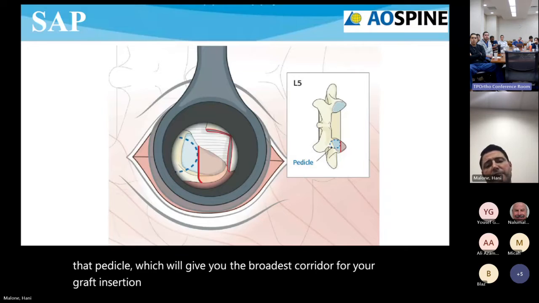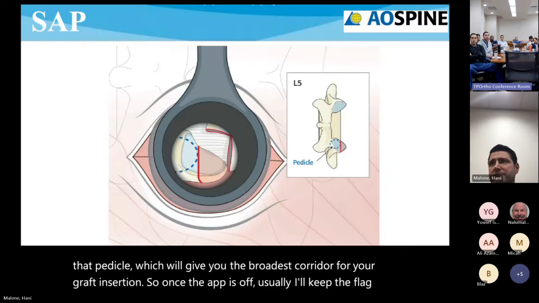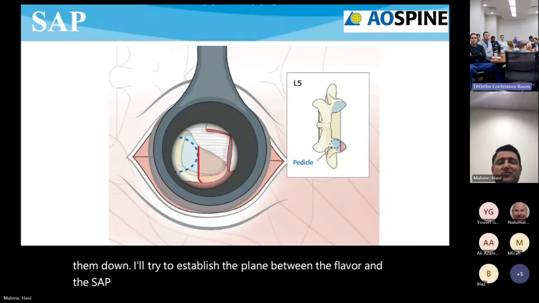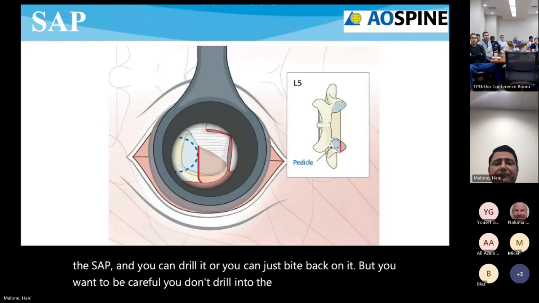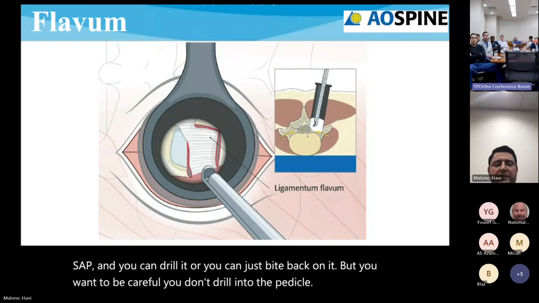So once the IAP is off, usually I'll keep the flavum down. I'll try to establish the plane between the flavum and the SAP, and you can drill it or you can just bite back on it. But you want to be careful you don't drill into the pedicle. So then you've got your SAP off.